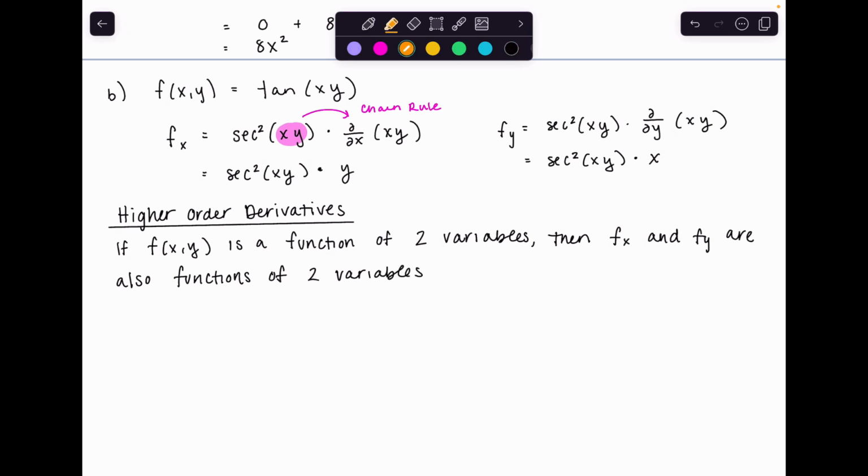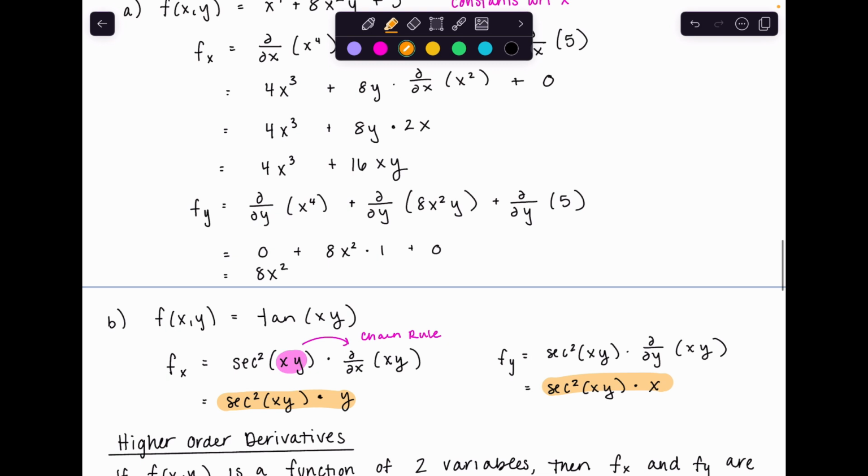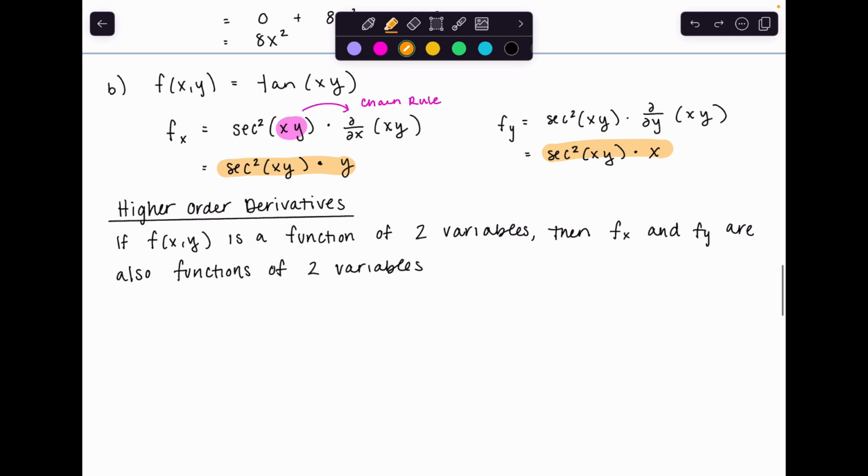And you can see that easily right here. Function of two variables, function of two variables. Even in the case that it's not, like here, this is technically just a function of x in the end. It does not matter. I can still take the partial of that with respect to y. Okay. So we can keep going and we can take more derivatives.